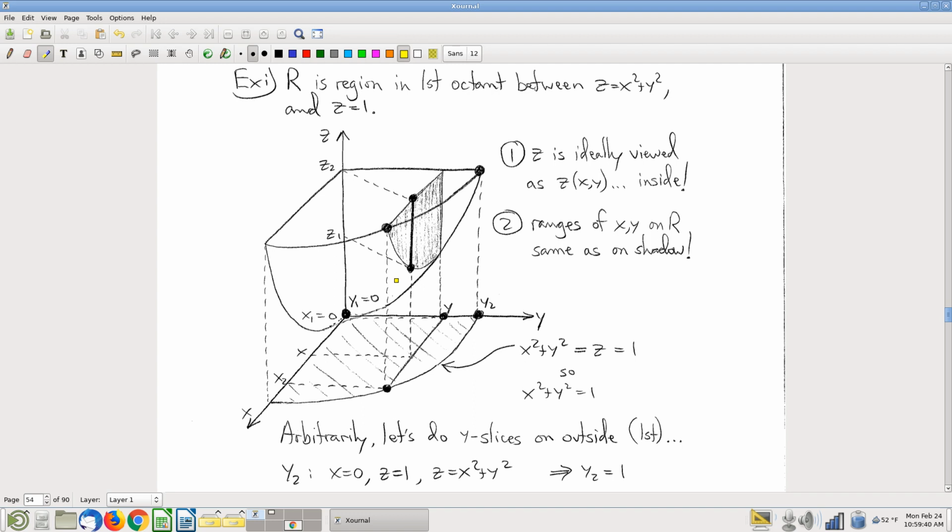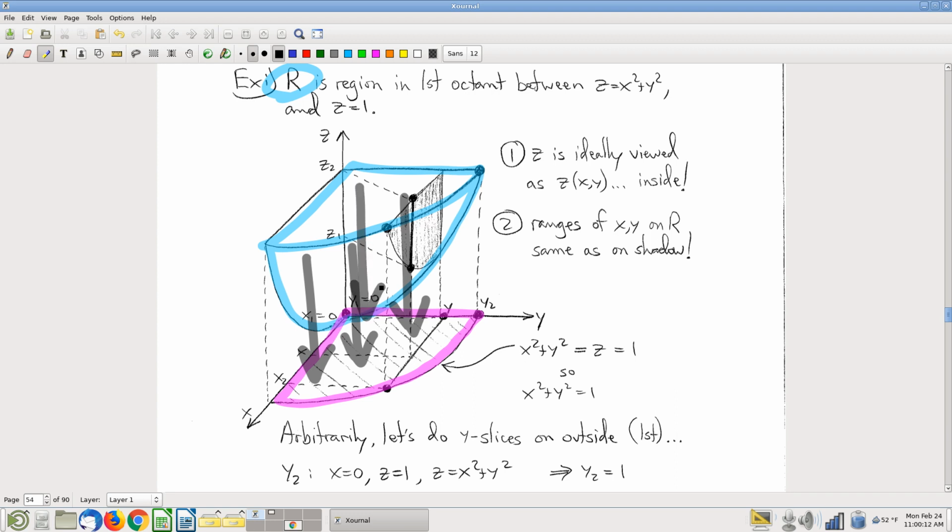And this is the projection point of view, or the shadow point of view. So notice, neat fact, our solid R has the exact same range of values of x and y as its shadow does. If you just project straight down, just push everything down into the xy plane like that, well, all you're doing when you push straight down is changing z coordinates. You're not changing x's or y's, right? And so the range of values of x and y on the original solid that's hard to draw is the exact same as the ranges of values of x and y on the shadow.